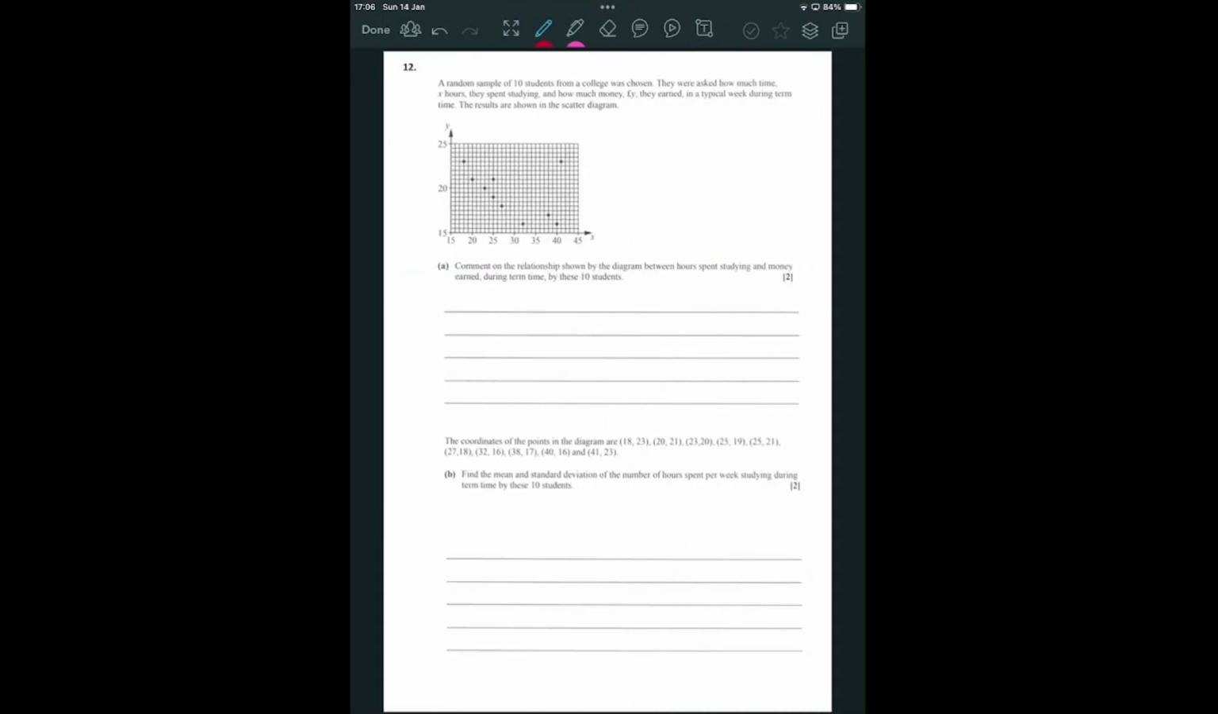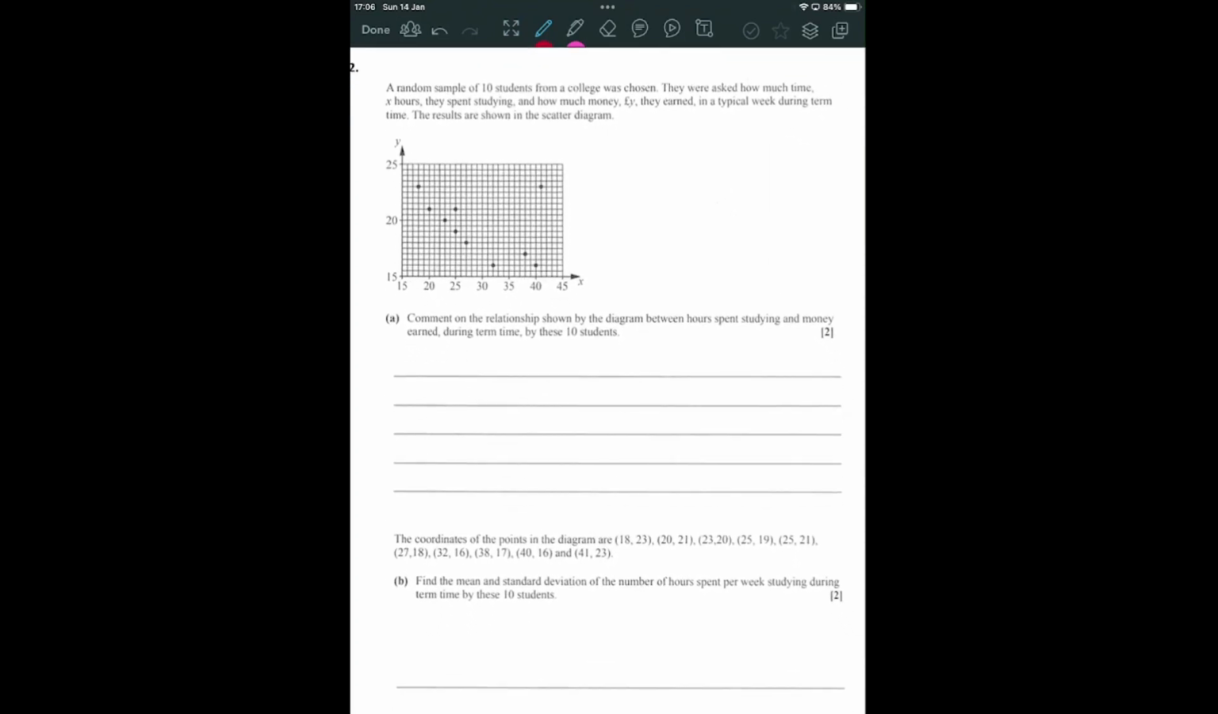Question 12. A random sample of 10 students from a college was chosen. They were asked how much time they spent studying and how much money they earned in a typical week. Those are the results. Comment on the relationship between the two. Yeah, I'll say strong negative correlation.